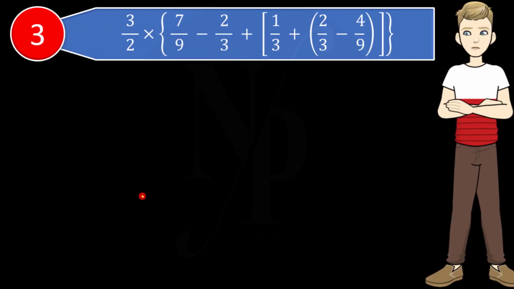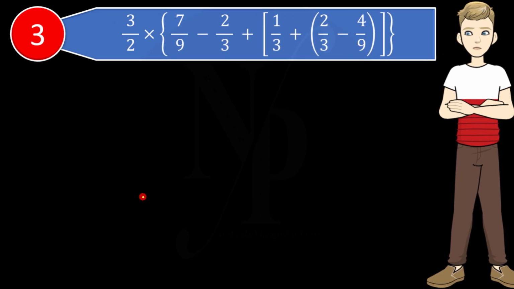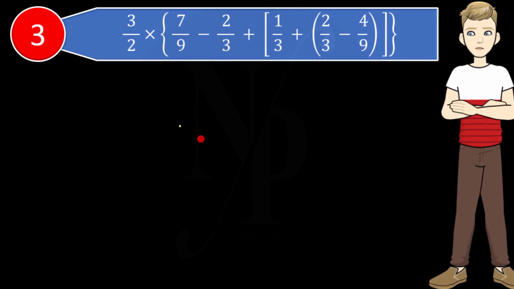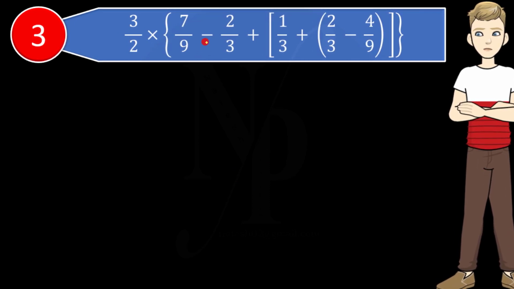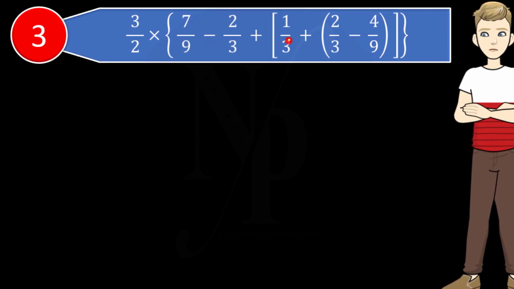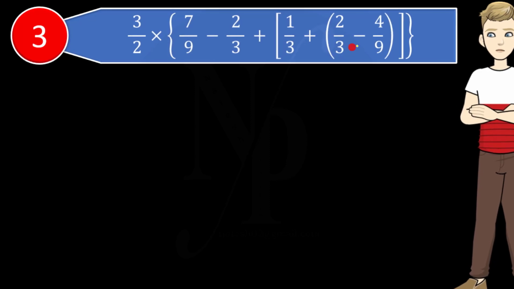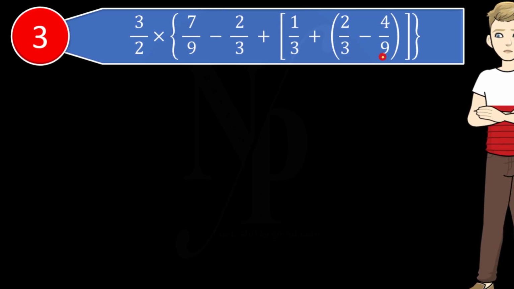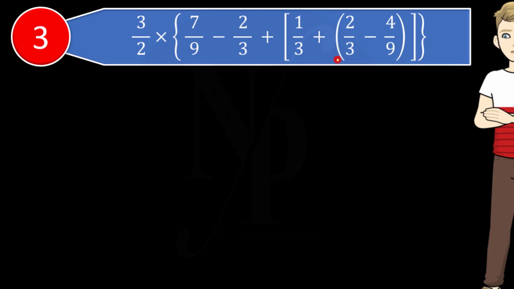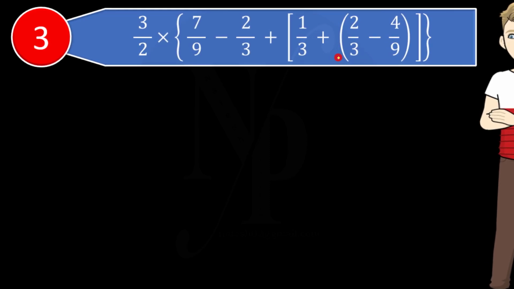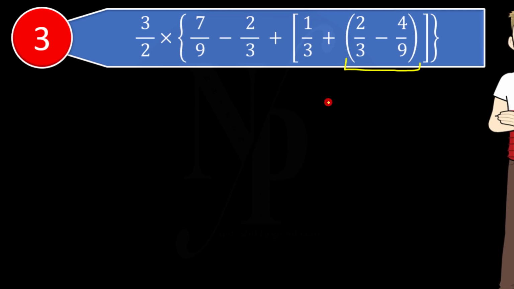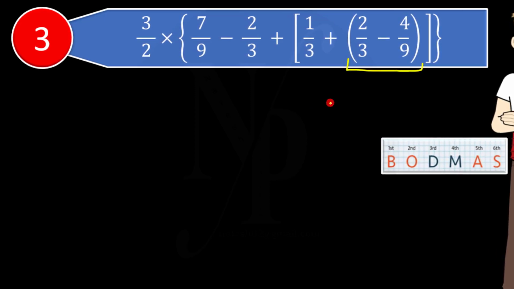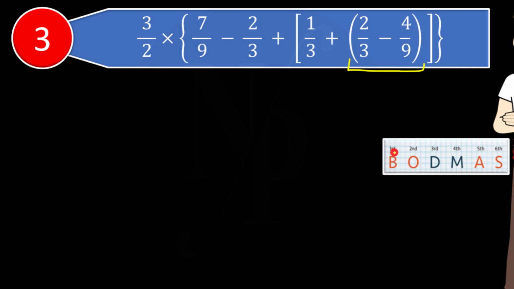Let's move on to the next example. Example number 3. Here we have 3 by 2 into 7 by 9 minus 2 by 3 plus 1 by 3 plus 2 by 3 minus 4 by 9. Here we have small brackets, square brackets and flower brackets. First let us simplify the terms within the small brackets or innermost brackets.